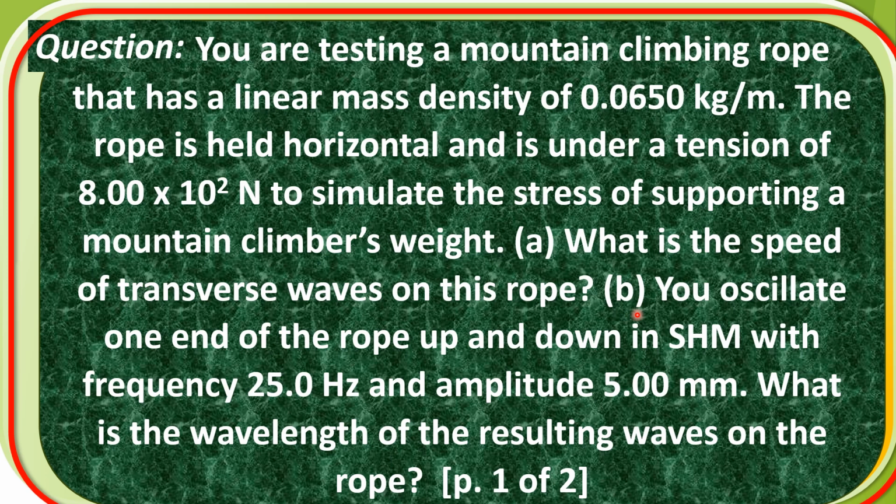Question letter B. You oscillate one end of the rope up and down in simple harmonic motion with frequency 25.0 Hz and amplitude 5.0 millimeters. What is the wavelength of the resulting waves on the rope?